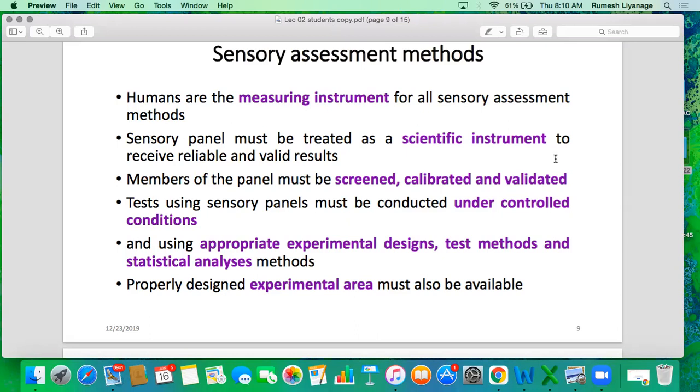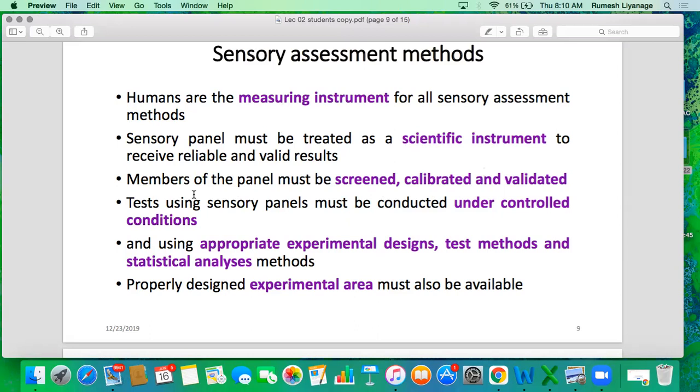Here also we have to provide good conditions and equal conditions to receive good results. Members of the panel must be screened, calibrated, and validated. Screening, how to do the screening, we will discuss. How to calibrate them, we will discuss. And how to validate this, we will discuss later.